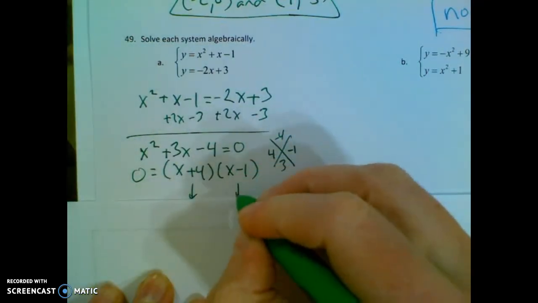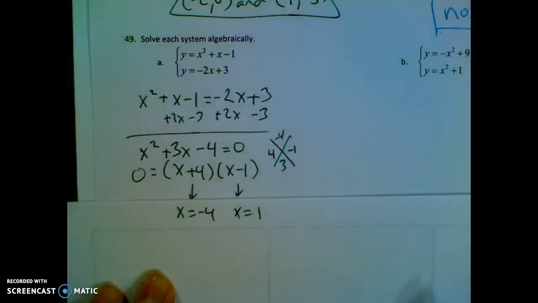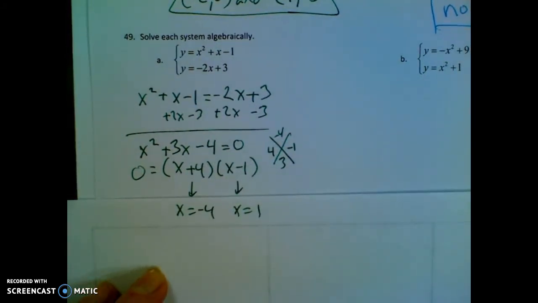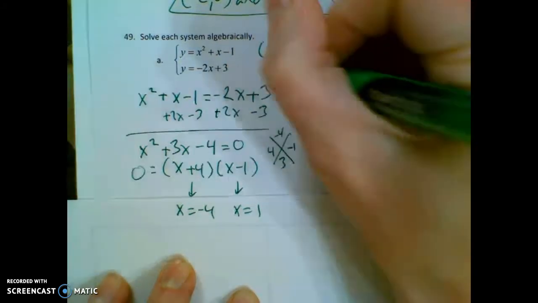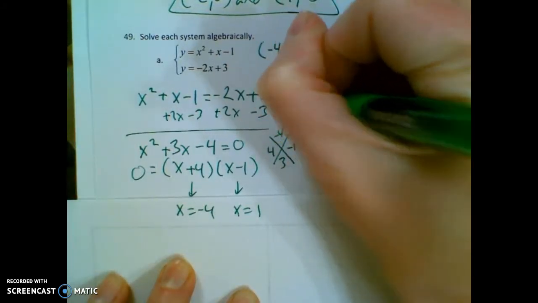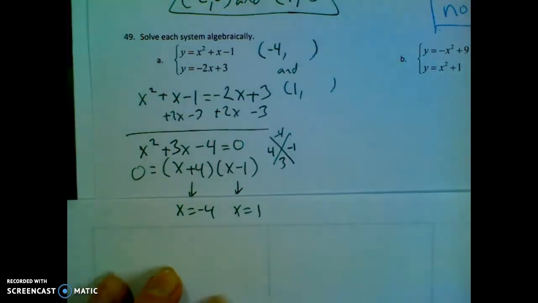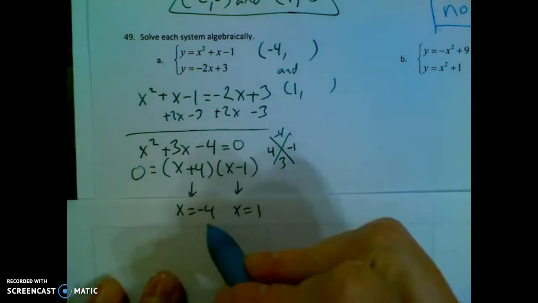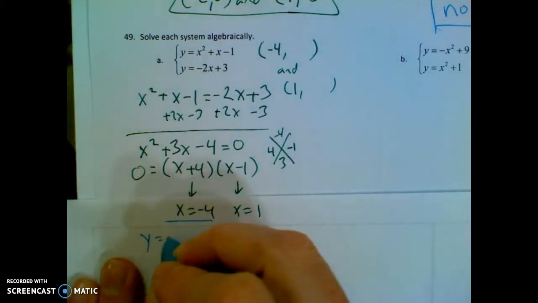Set those guys equal to 0. I'm going to get x equals -4 and x equals +1. But that's only part of my answer. So now my answer is going to be -4 comma something and 1 comma something. So I've got to figure out what that second part is. So I'm just going to take -4 and I'm going to plug it into whichever equation. So I'm going to plug it into the second one so it's a little easier.